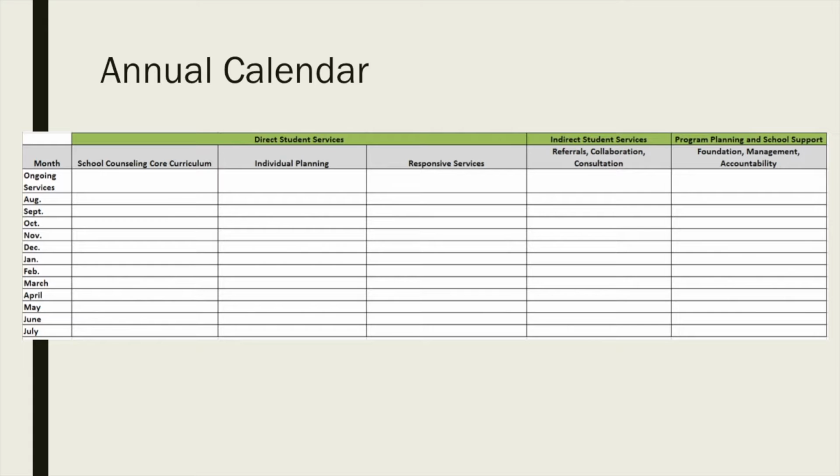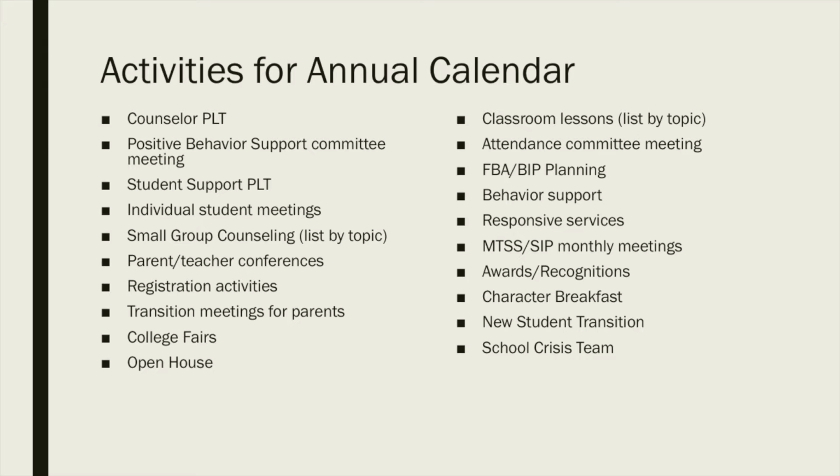It is helpful to highlight any activities related to your program goals. You can choose to color code these by goal or to literally highlight the services. Here we have a list of possible activities to be included in your annual calendar. When listing items like groups and classroom lessons, be sure to list by topic and not a blanket groups in every month. A comprehensive list of your annual activities is a great tool for sharing your program with stakeholders.